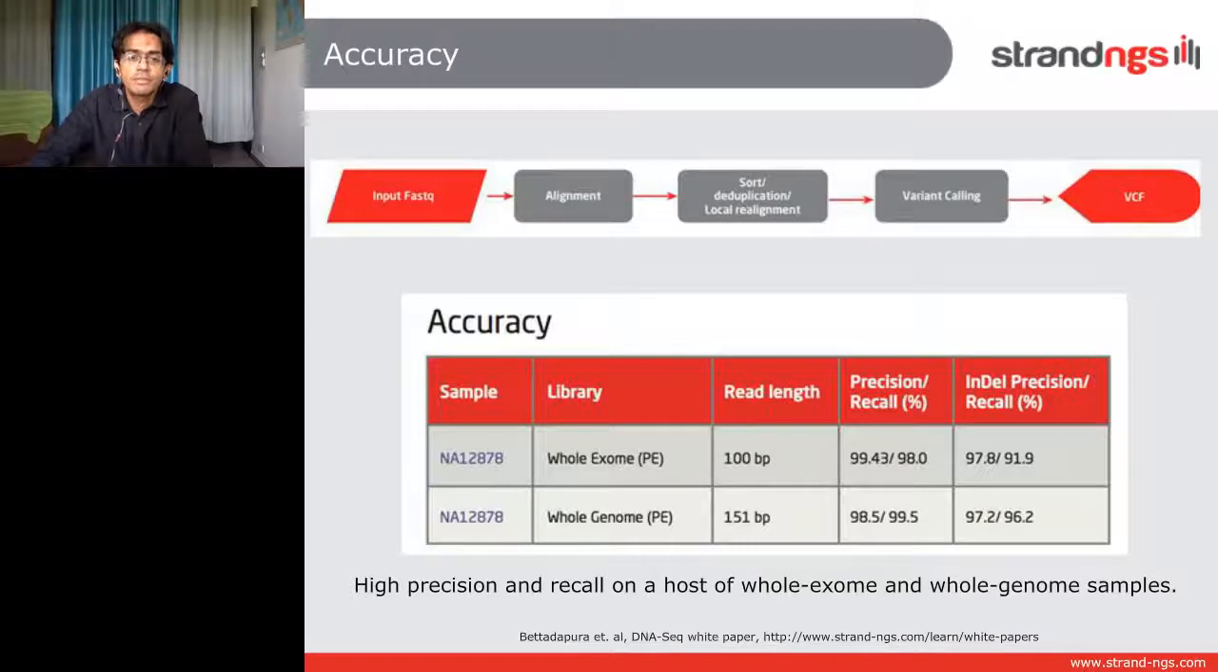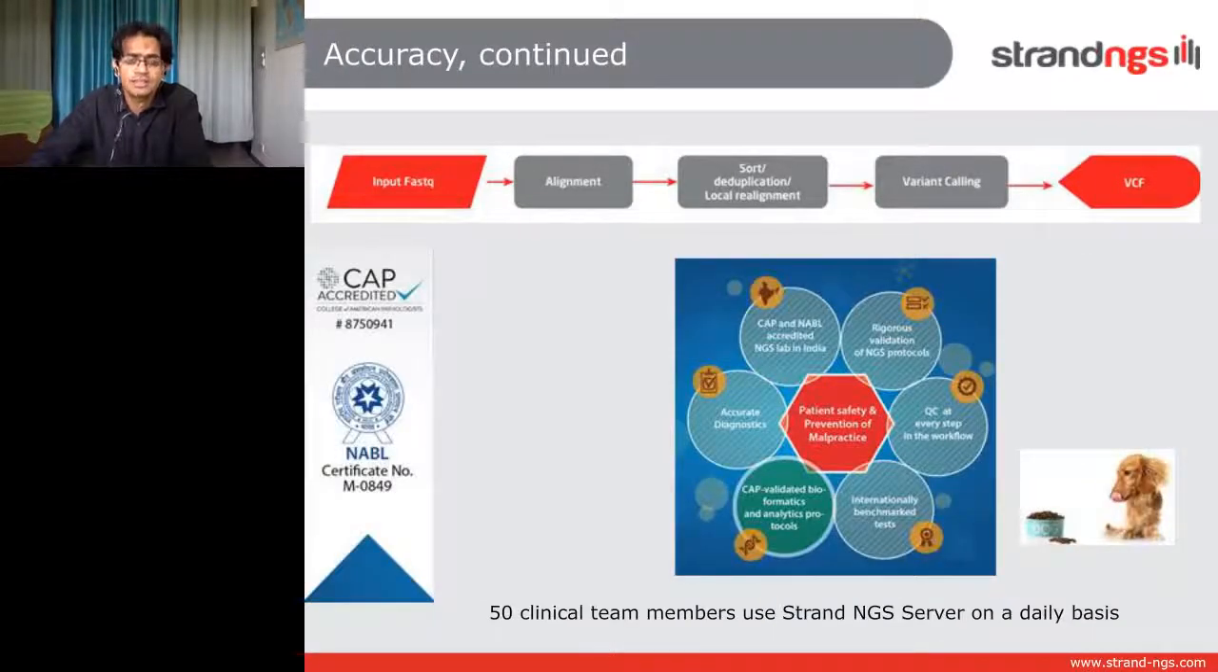The second step is, if you want more evidence of accuracy, our in-house clinical lab, remember the one that Satish is the PI of, has 50 clinical team members looking at these variants that are generated from Strand NGS Server on a daily basis. So you have 50 pairs of eyes spending 8 hours a day, every day, for the past 3 years looking at these variants. That's the kind of validation that you just won't get with most kinds of software. We have an in-house, we eat our own dog food, essentially. That's what we're trying to say.